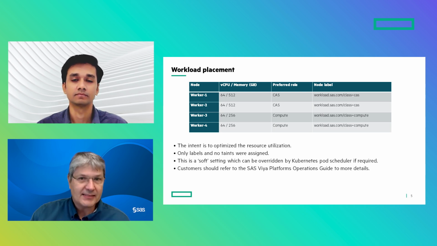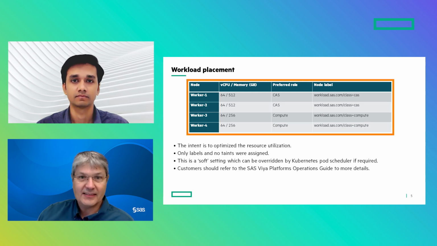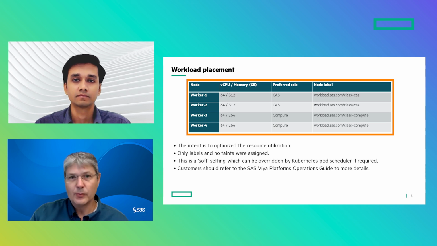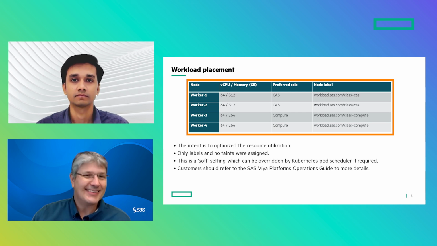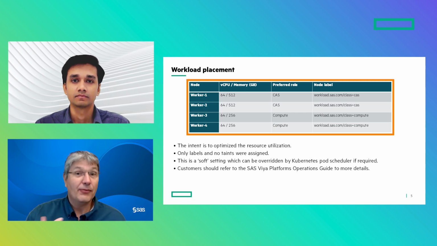In our bare metal setup, as you can see in this table, we have specified worker one and worker two with the label CAS, and then we have worker three and worker four with the label compute. And what that means is that OpenShift will prefer worker one and worker two for the CAS pods, and it will prefer worker three and worker four for the compute pods.